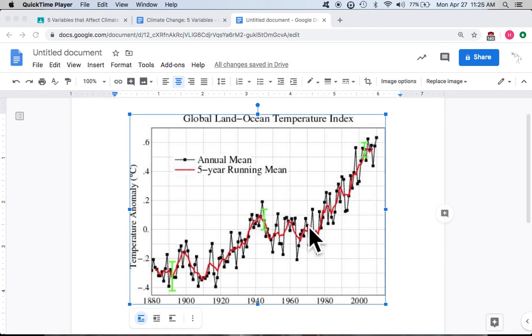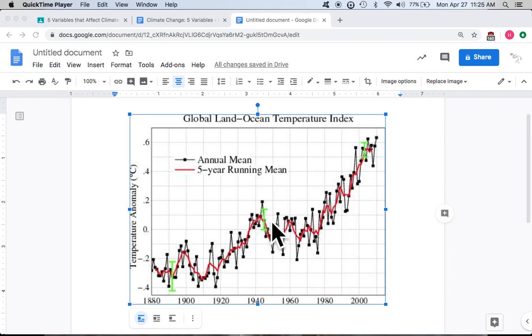But what we can see is that usually it's warmer year after year after year. We're seeing a positive temperature anomaly. Every year, the average is above the 5-year average. So every year, in general, it's been getting hotter and hotter and hotter. And then dips down, dips down, dips down.